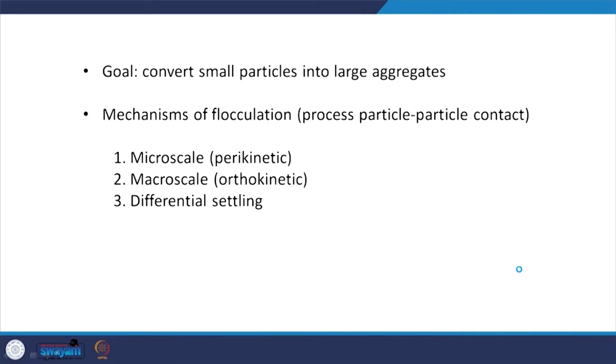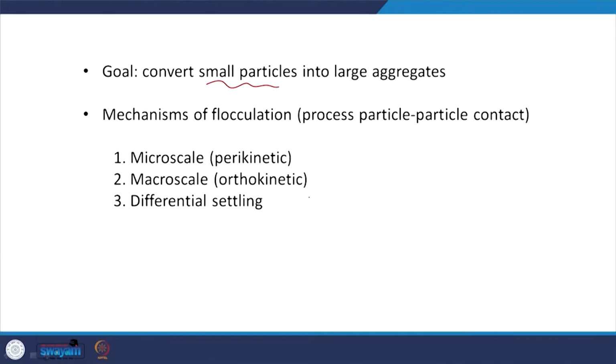So, let us move on. What is our goal? Obviously, we want to see to it that the smaller particles aggregate and form bigger flocks. How does it come about? Now these particles have to come close together, right? They are not stable anymore. They do not have that repulsive layer, or have a relatively less thick repulsive layer, but they still need to come together. So, what are the different ways?